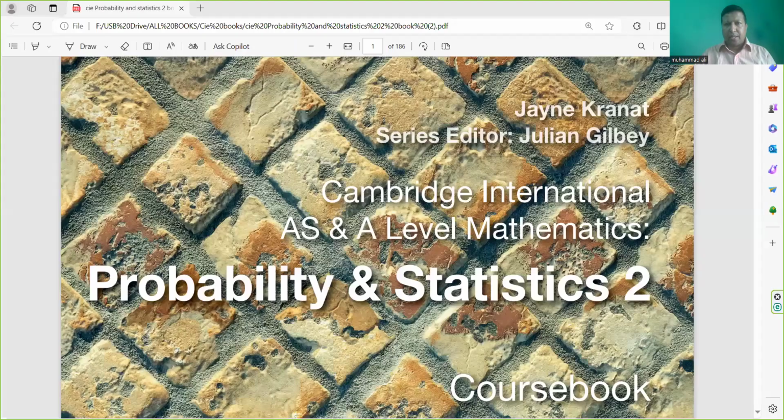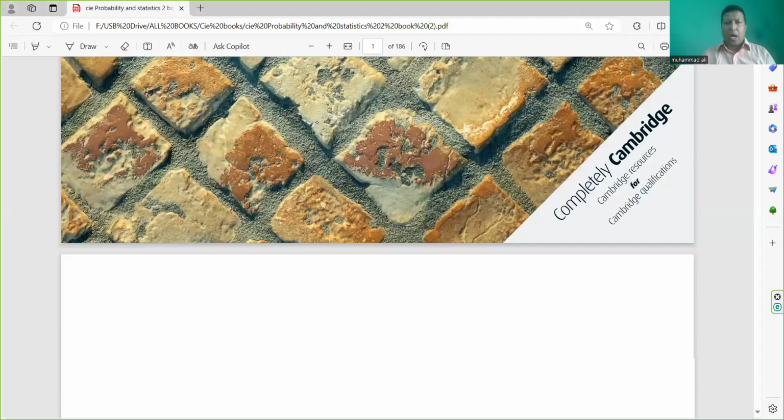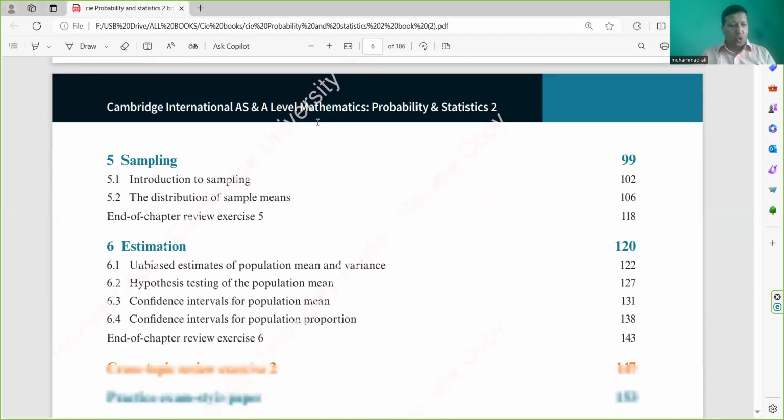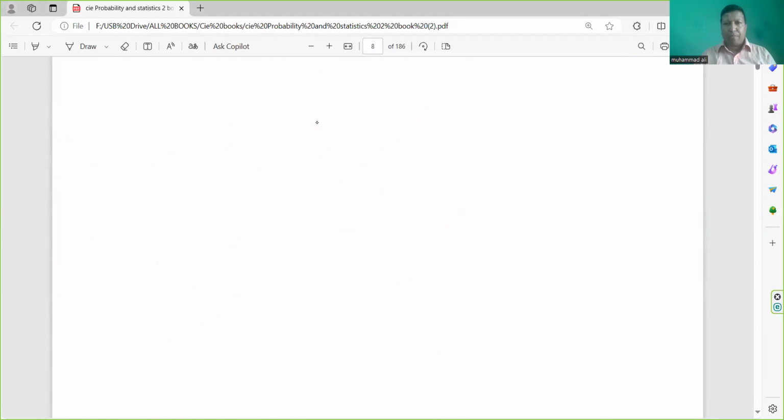Today we try to solve one question from Cambridge International AS and A Level, Probability and Statistics 2, Hypothesis Testing, Chapter 1, Exercise 1A, question number 1.